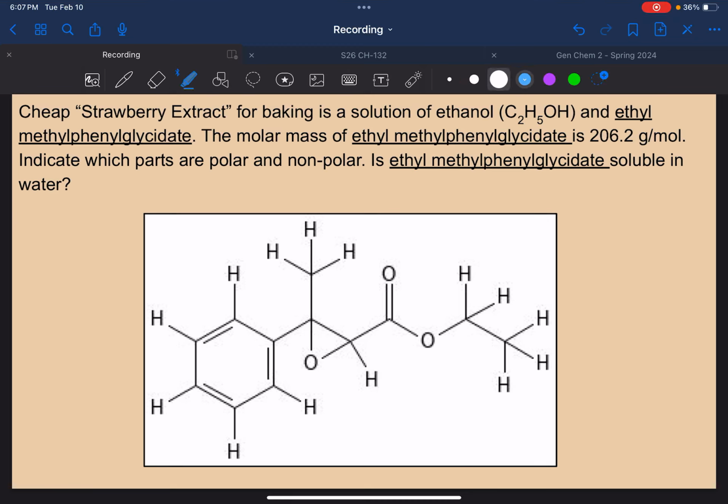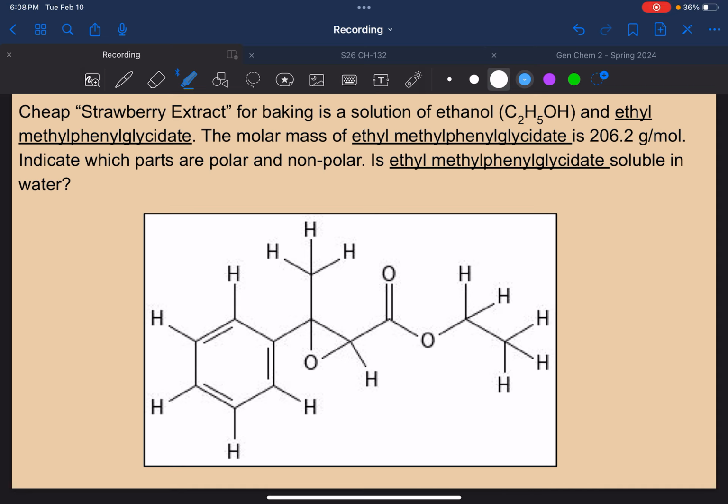Hey y'all, this is going to be a video on a colligative property question that I put on an exam one year, and I'm going to go through it step by step and we'll do all of our considerations for colligative properties. This also has a little bit of the chapter on liquids and miscibility in it, so we'll start there.